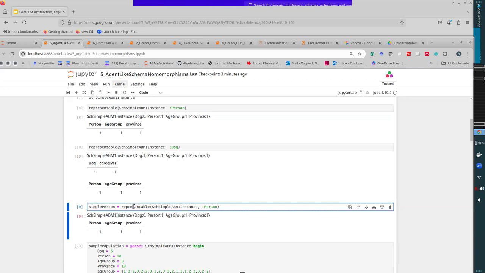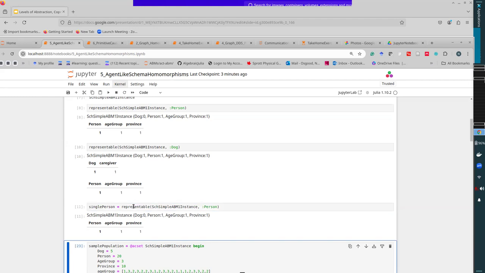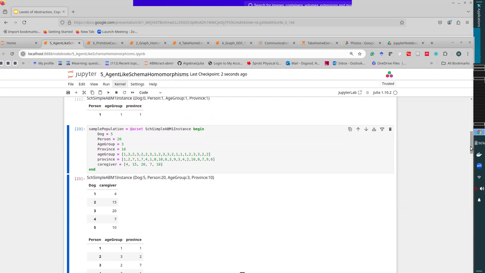We'll explain this beautiful category theory behind representables. They're like a natural building block out of which functors are built. Okay, that kind of natural building blocks out of which we build up a generic CSET. Okay. And by taking advantage of them, we're going to get some really neat advantages. Okay, but now I want to create a sample population.